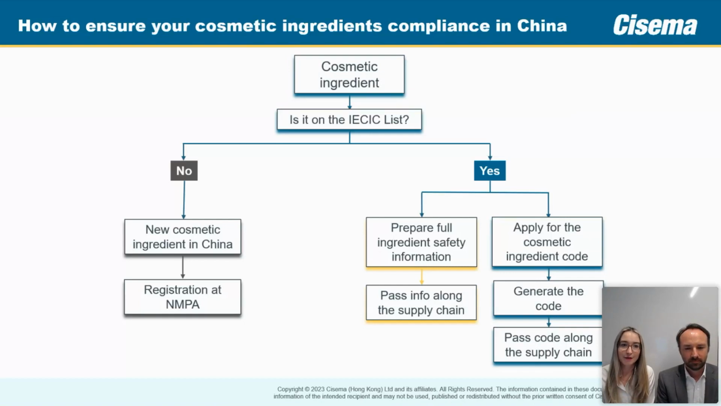But if the ingredient is indeed on the IECIC list, then as of last year, with the introduction of more and more regulations, you are now also required to submit additional safety information for this ingredient. And this is what we will be talking about today. This can either be done by the cosmetic company who wants to register their products, by submitting full ingredient safety information, or with the help of the ingredient manufacturer who first applies for the cosmetic ingredient code, which can then subsequently be used for the cosmetic registration.